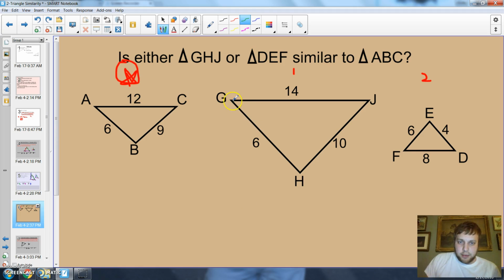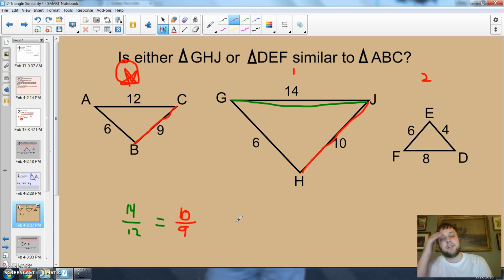So first of all, I'm going to take 14, which is my longest side, and I'm going to say, all right, it's 14 over 12. Now remember, I could do 12 over 14, that's fine. Is that the same thing as, all right, let's grab another side. Now this is my second longest, that's 10. So I'm going to go 10 over 9. Is 14 over 12 the same thing as 10 over 9?